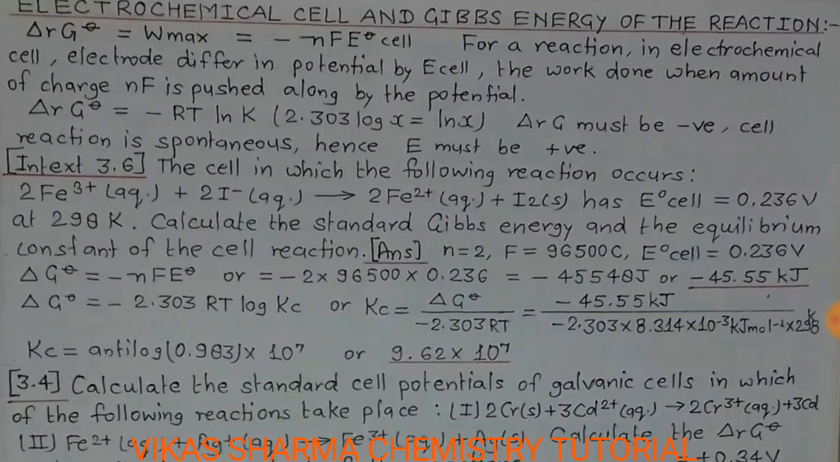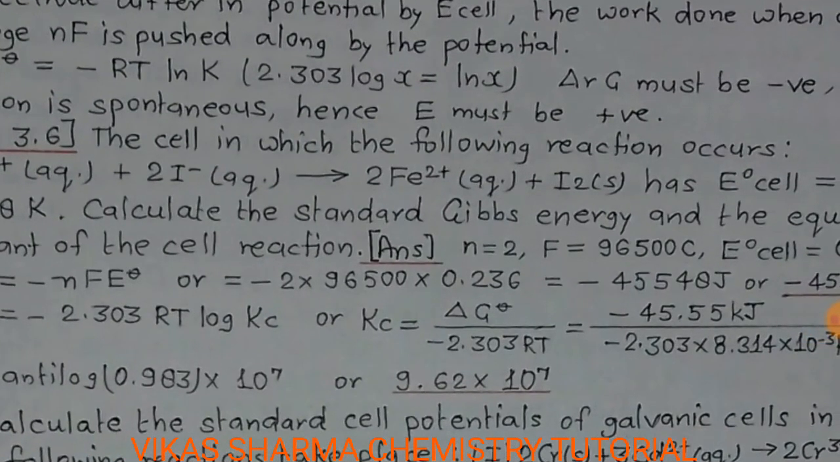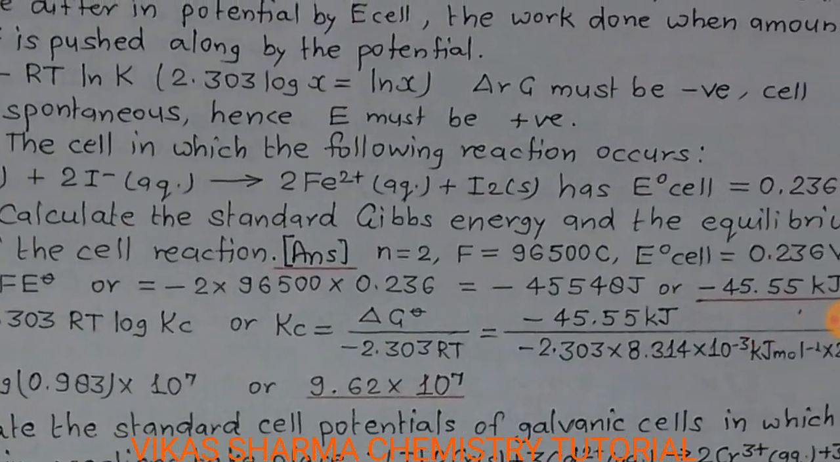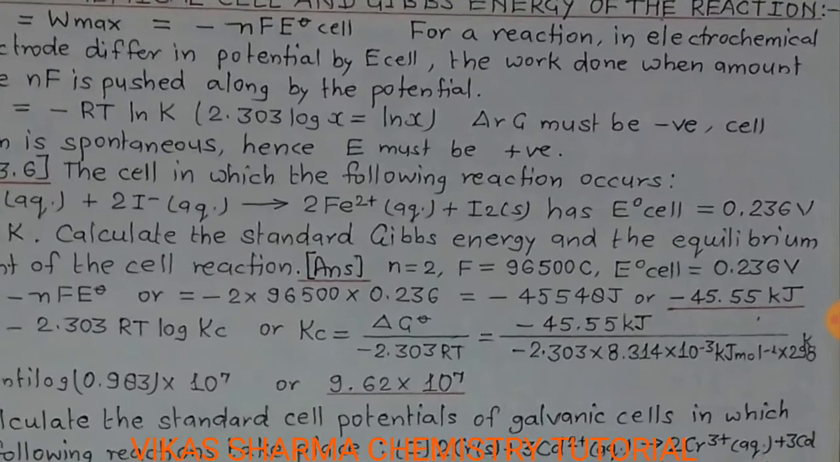So student, you know the Gibbs energy ΔG° is equal to minus nFE° cell, or minus 2 into 96500 into 0.236, as given in the question. So the Gibbs energy is minus 45,548 joule. We convert into kilojoule: minus 45.55 kilojoule.